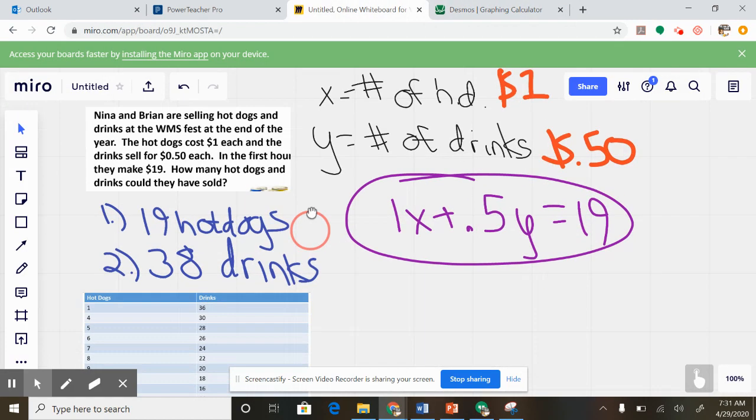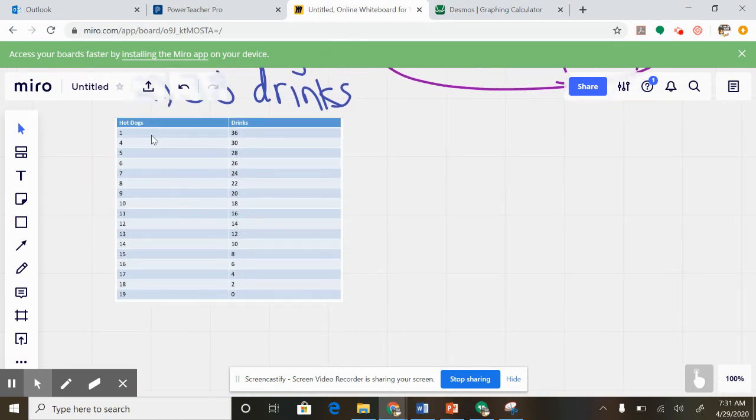Now I actually went ahead and I made a table. Any of these combinations would work. 1 hot dog, 36 drinks. 4 hot dogs, 30 drinks. I didn't include every single one, but there's a whole bunch of different combinations on here that would work. They all come out to $19, and it's just by selling hot dogs and drinks for $1.50.